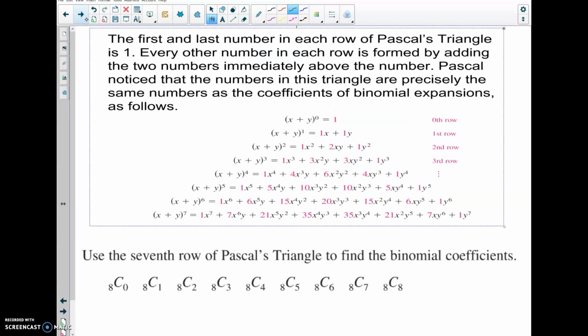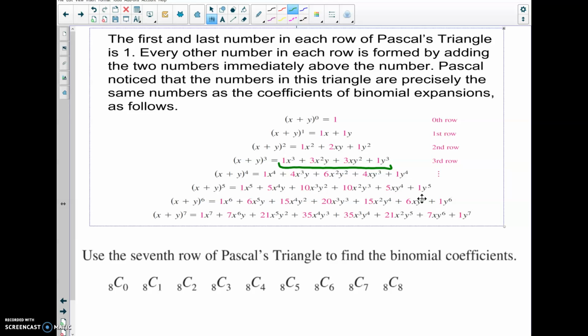So why do we care? Well, the first and last numbers of each row are 1 here. And Pascal noticed the numbers in our triangle here are the same numbers as the coefficients of the binomial expansion of x plus y. So if you remember back, we did that x plus 1 to the third power, and the coefficients were 1, 3, 3, and 1. So it's a special triangle here that helps you remember the coefficients.